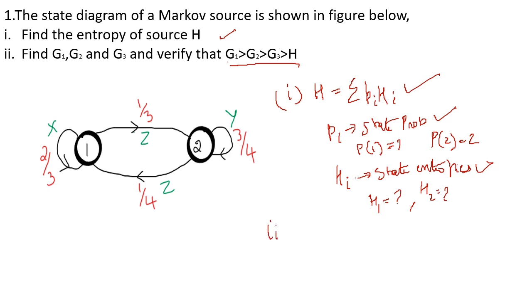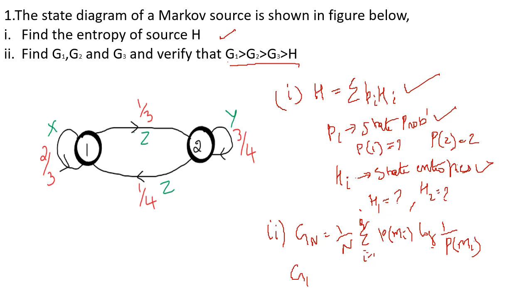The second part is G1, G2 and G3. We know that Gn is equal to 1 by n times the summation i equal to 1 to q of P of mi into log of 1 by P of mi. These P of mi's are the probabilities of the messages at that interval of time. So G1 is nothing but your first interval entropy.